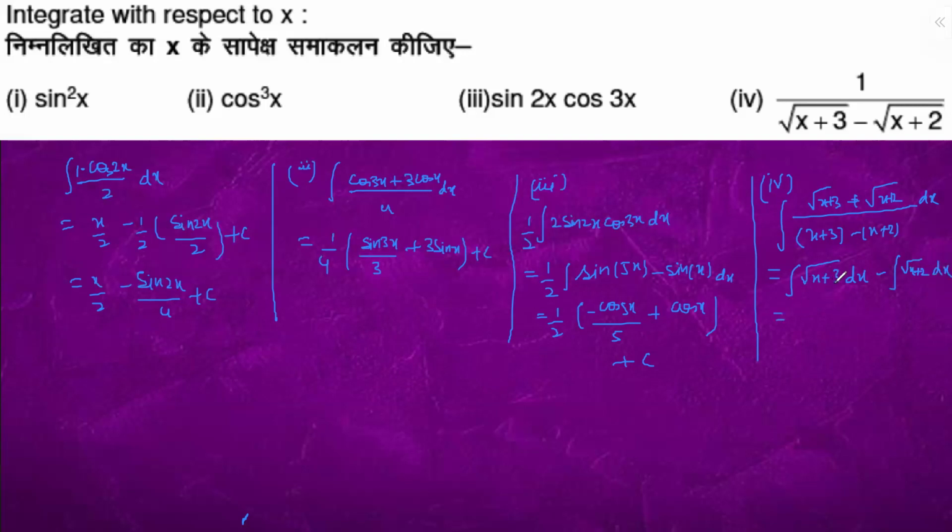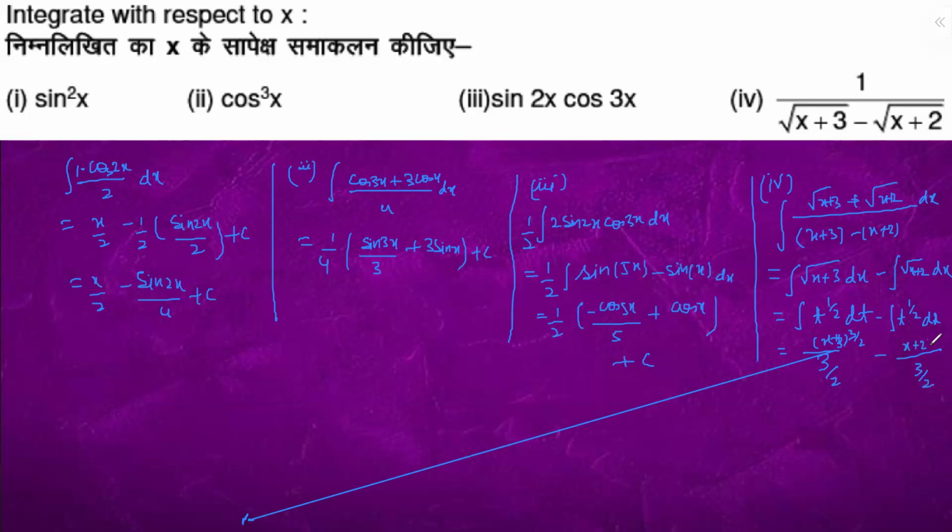So if you take x plus 3 as t, dx will come out to be dt. So it is t to the power 1 by 2 dt minus t to the power 1 by 2 dt. So this t is x plus 2, this t is x plus 3. So this will be 2 by 3 times (x plus 3) to the power 3 by 2 minus 2 by 3 times (x plus 2) to the power 3 by 2. So this is the answer.